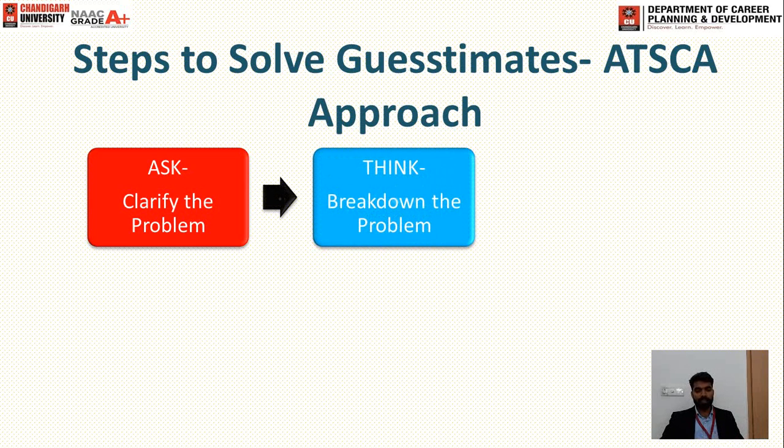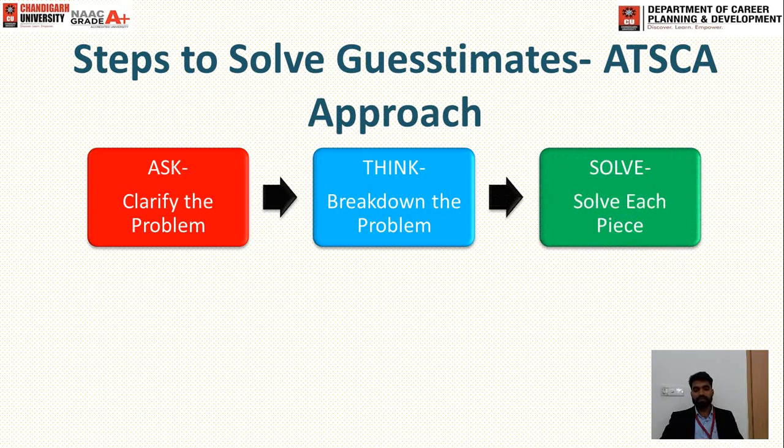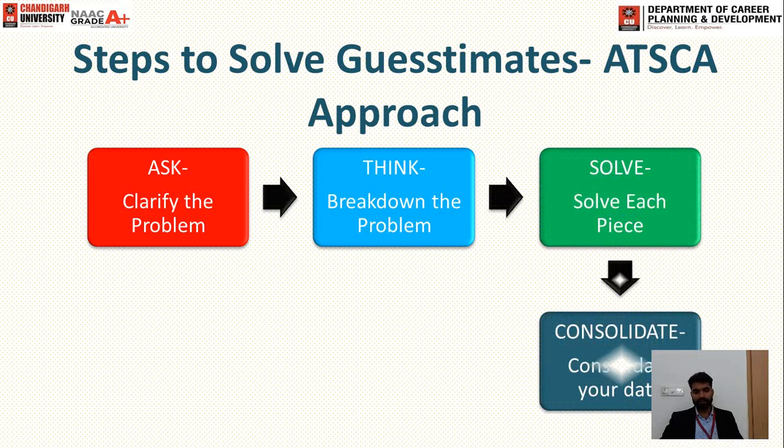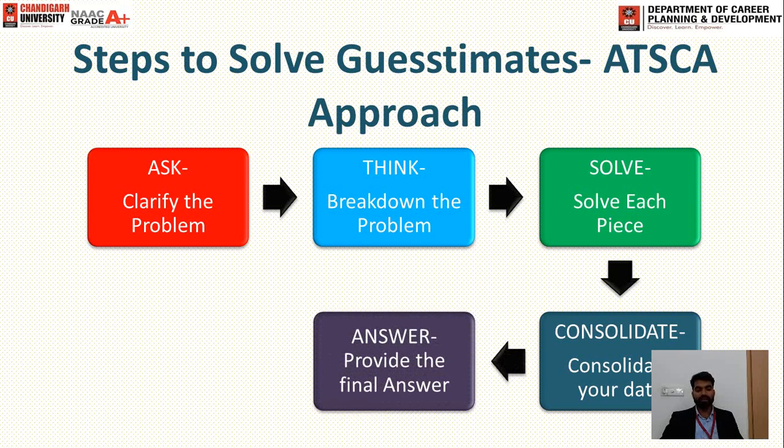Second, break down the problem. This is the most important step. Rather than just jumping towards the answer, you need to first break down the problem into different parts and then solve those parts individually. The result will be that you'll be able to answer that particular question. The third step is solve each piece. Fourth is consolidate your data, and the fifth and last is provide the final answer.